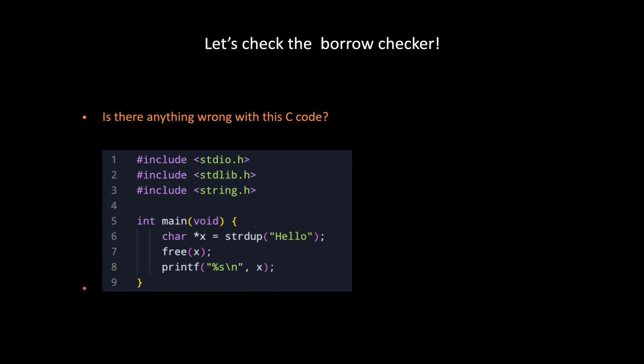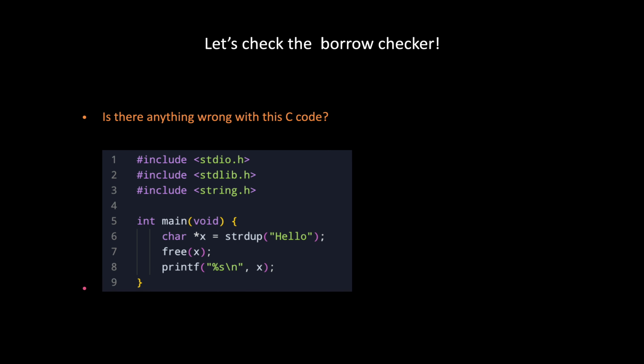There is something wrong in this code. It's a simple code snippet. At line 6, we declare a pointer, and through the function str_dop, we allocate a part of memory with this literal string hello. We put it there, and we bring back the address to this pointer. So x, this pointer, now points to this part of memory, which holds the string hello. We just have memory allocation here.